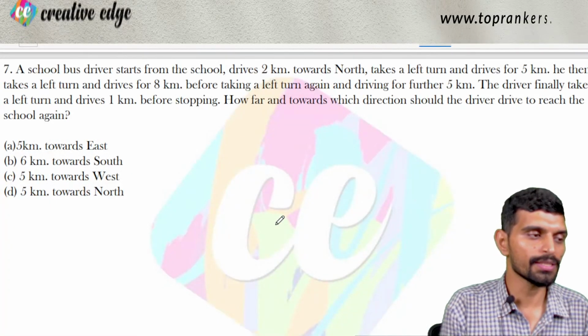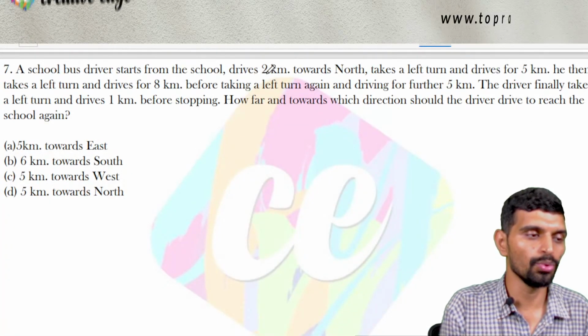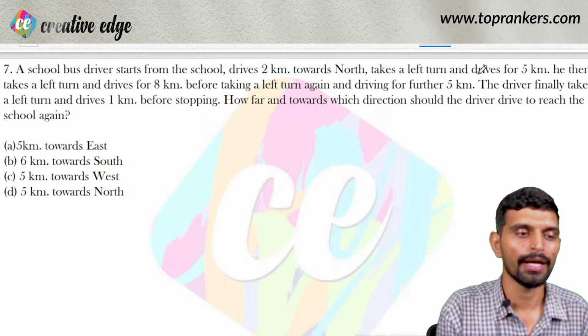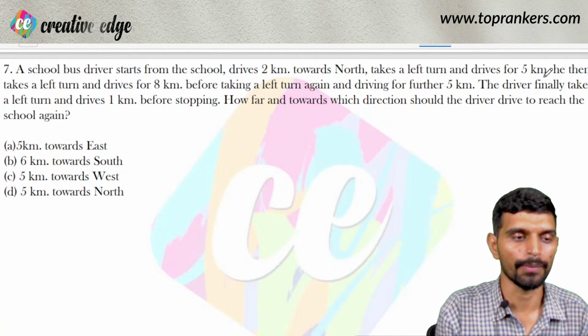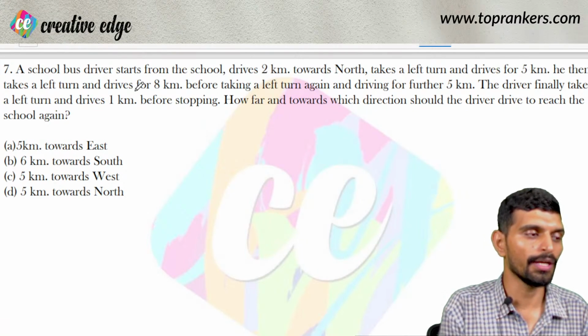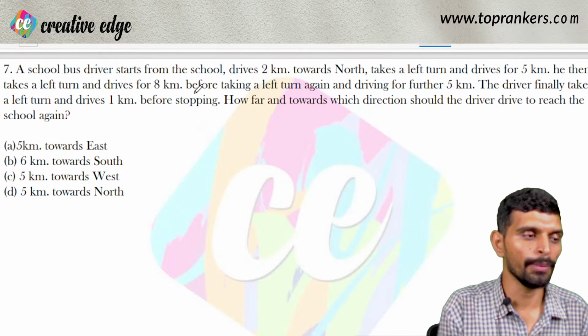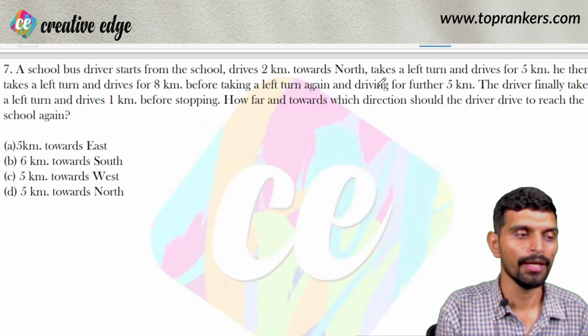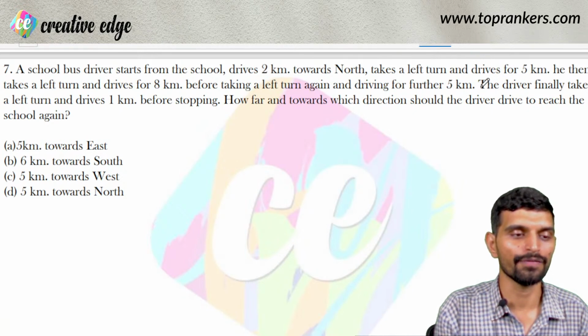A school bus driver starts from school, drives 2 km towards north, takes a left turn and drives 5 km. He then takes a left turn and drives for 8 km before taking a left turn again and driving a further 5 km.